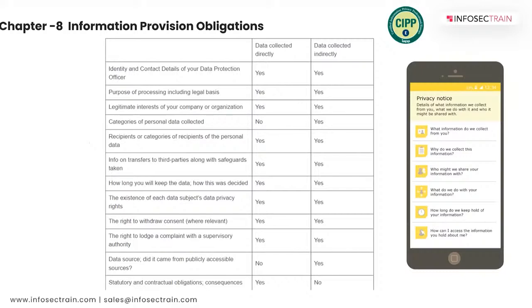And data source, what is the data source? For example, is this indirectly collected? Then you have to mention that. Statutory and contractual obligation and consequence. For example, what are the obligations of the controller regarding this particular processing activity? So these are certain information which need to be provided. There are different modes of providing this information.